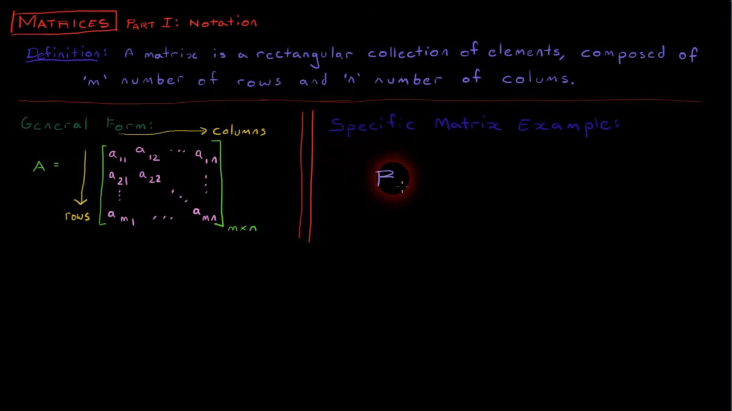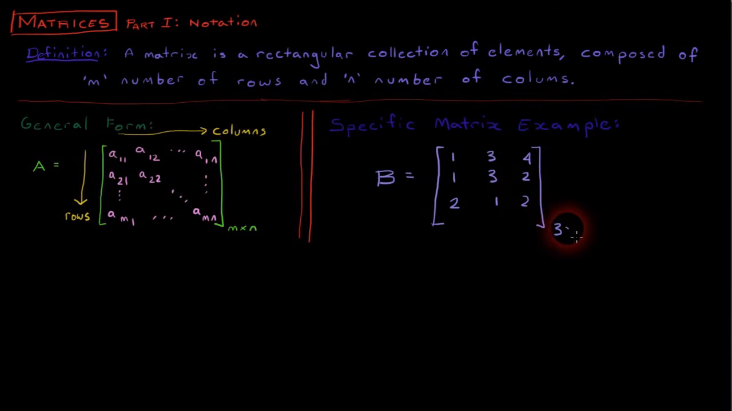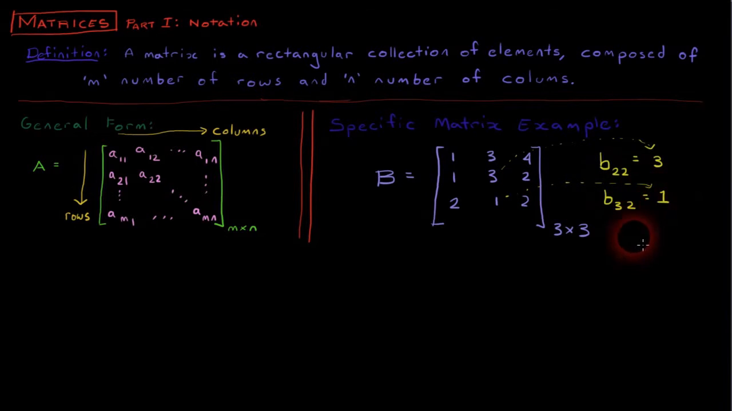Let's say we have a specific matrix, capital B, which has 3 rows and 3 columns. We call this a 3 by 3 matrix. I'm just filling in random numbers in the brackets for this example. If we wanted to refer to a specific element of the matrix, for instance, the element that appears at row 2, column 2, we could just use its index value. That is to say, lowercase b sub 2,2 is equal to 3. Lowercase b sub 3,2 is equal to 1, etc.